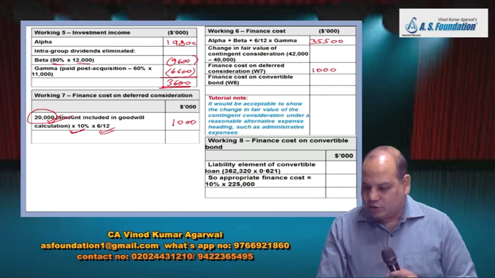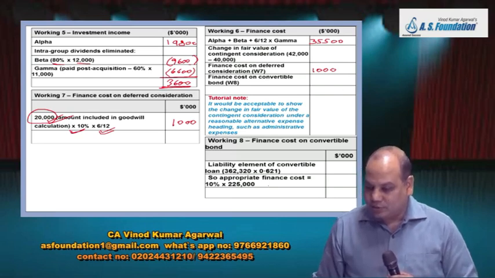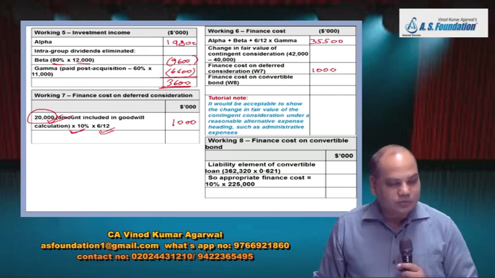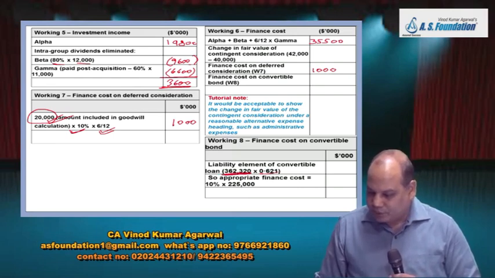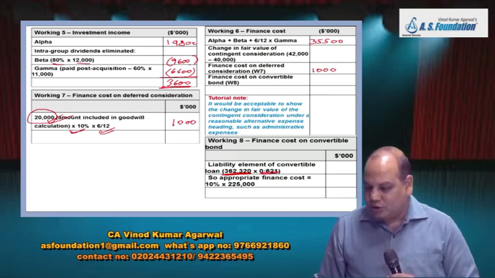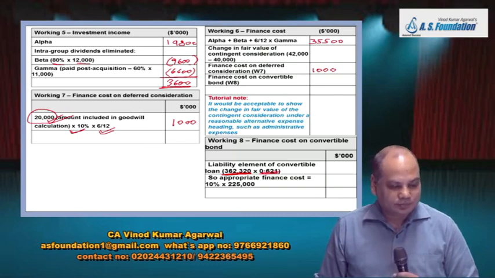Now you come to working note 8. Can you see working note 8? Under that working note 8, first line, liability component of convertible loan. Total amount payable is 362,320. Payable after 5 years. So the present value will be 362,320 into 0.621.